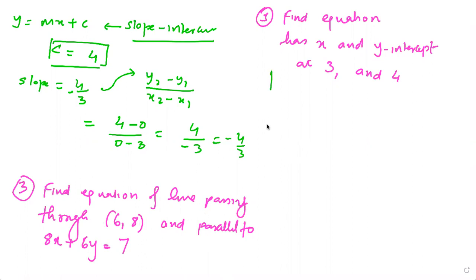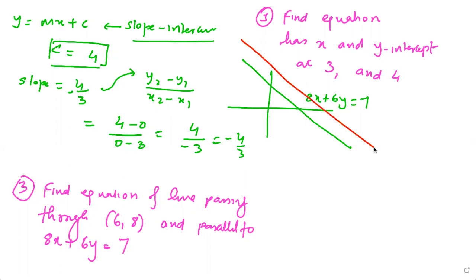So actually the question is framed like this. I'm just giving an example of how the question is framed. Let's say you have a line like this, and they have given the line 8x plus 6y, and I'm still not clear where this is going to cut the x and y axes. I'm going to give a quick tip for that. And it passes through (6, 8). So there is another line that is parallel to this line, which passes through (6, 8).